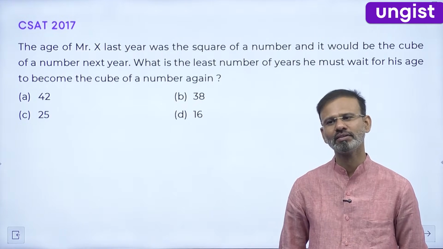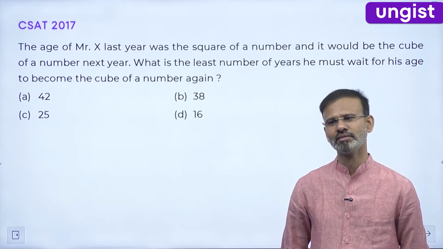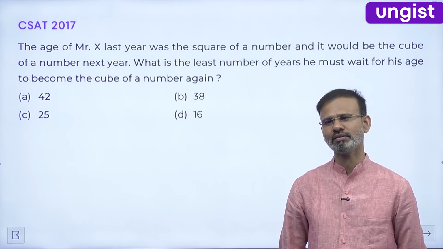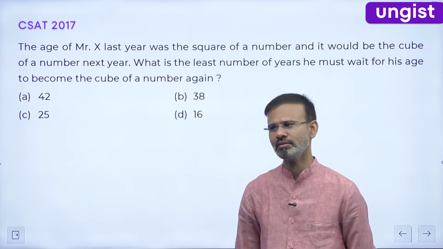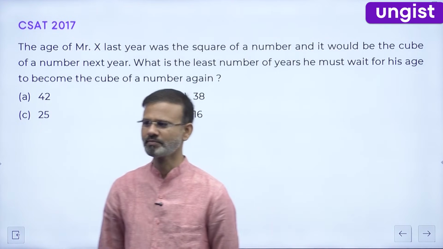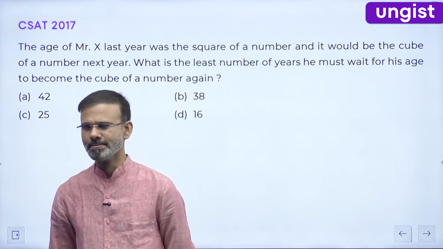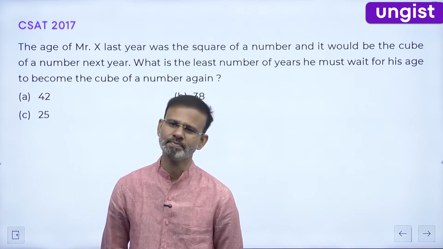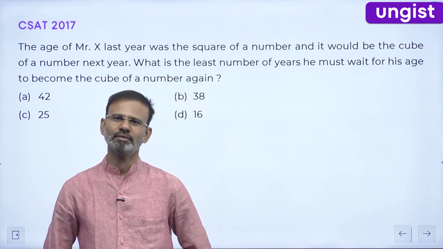Let's say the present age is x, the previous one was x square, and the next one is x cube. So we have to find that the difference between the cube and the square needs to be 2. Because from the present age they are saying that the previous year it was the square and the next year it will be cube.